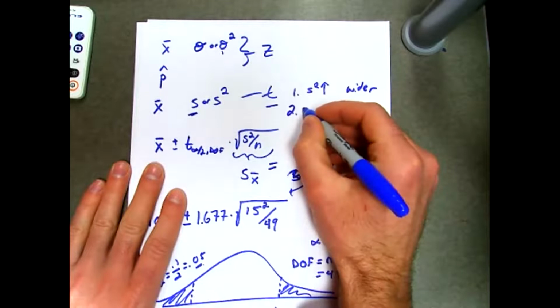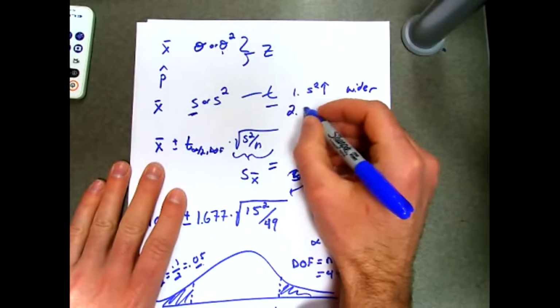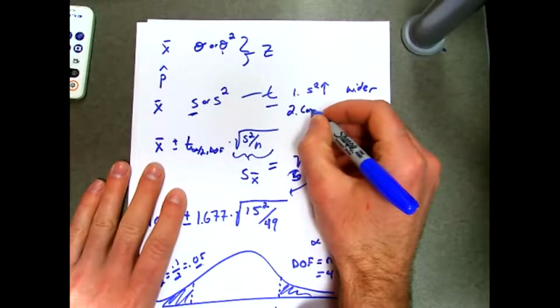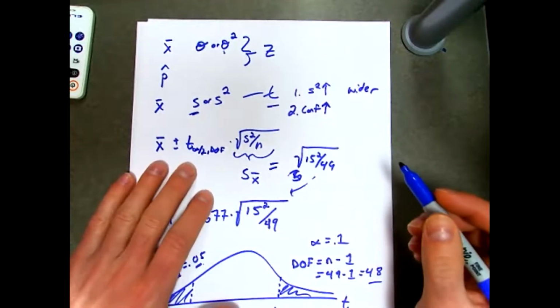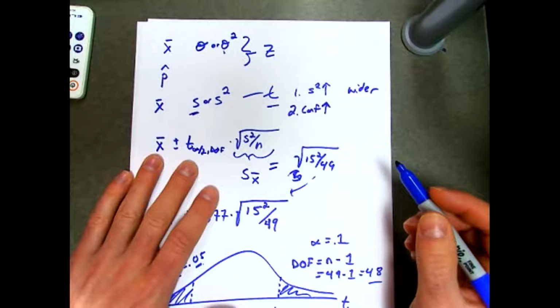What if I want to say something with a higher level of confidence? So what happens if I want to say something with a higher level of confidence? What happens to alpha?